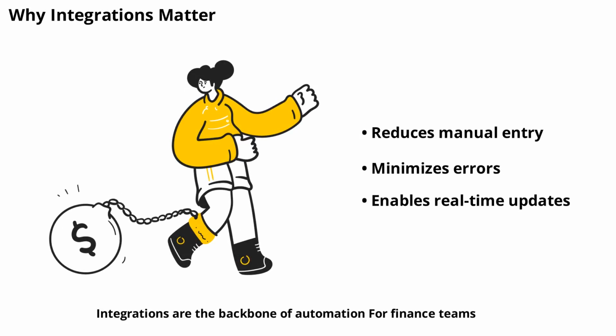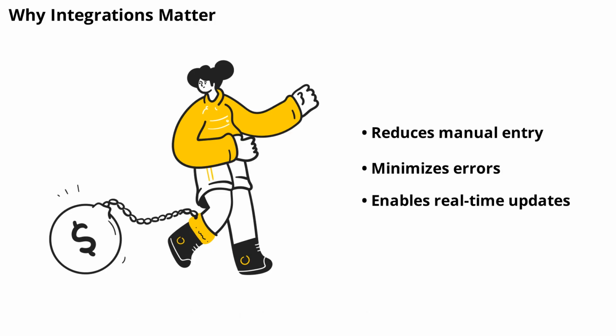For finance teams, connecting Power Automate with other platforms means less manual entry, fewer errors, and more time for strategic work. Imagine automatically pulling invoice data from emails, updating your accounting software, and notifying stakeholders, all without lifting a finger. Integrations enable seamless data flow, ensuring your financial records are always up to date and accurate. This not only boosts productivity, but also enhances compliance and reporting. Let's look at the key integrations that make this possible.